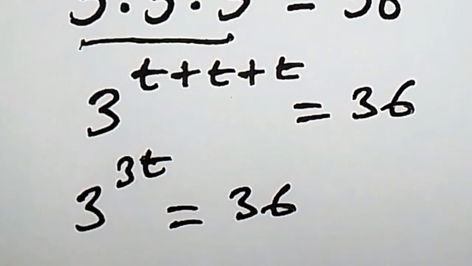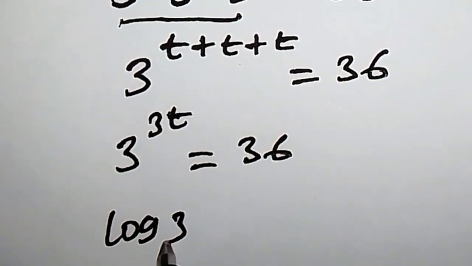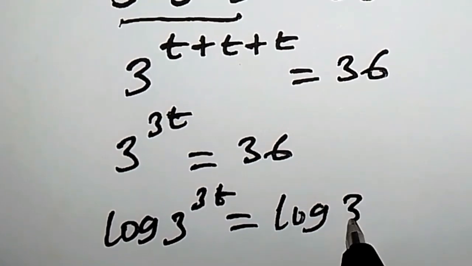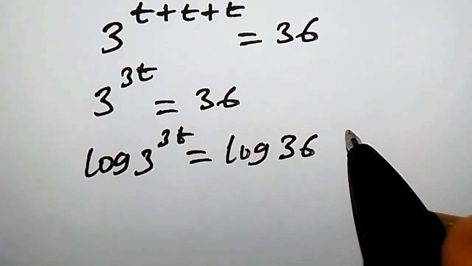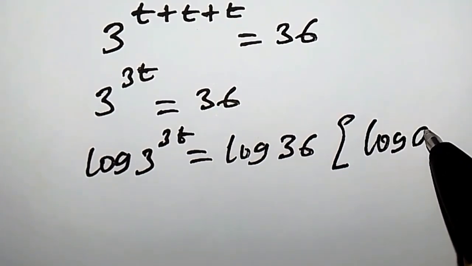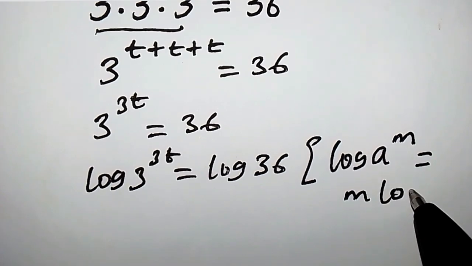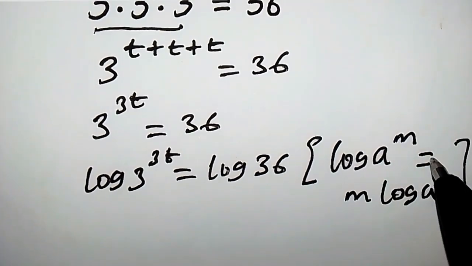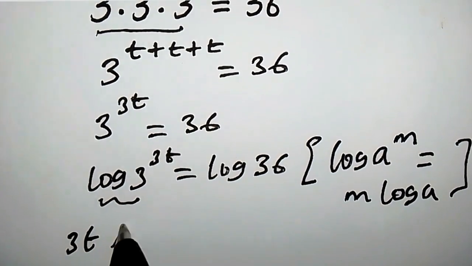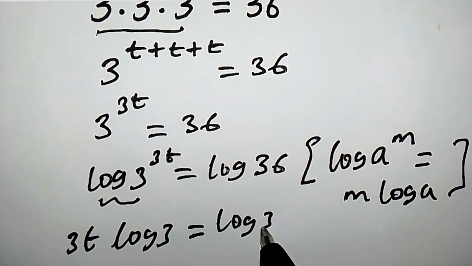Let us take natural log of both sides. So we have log 3 raised to 3t equal to log 36. Recall that from one of the rules of logarithm, let's say we have log a raised to m. This is equal to m times log a. Applying this property to this, we have 3t times log 3 equal to log 36.